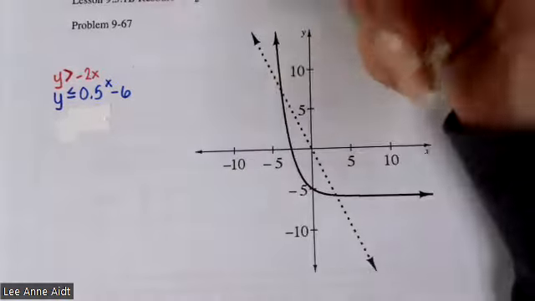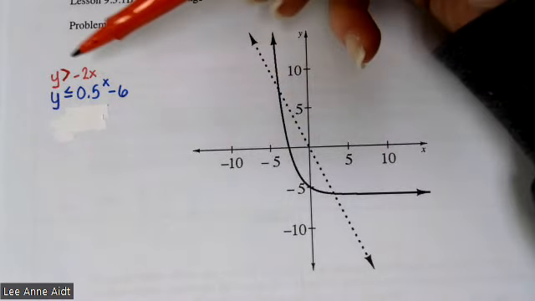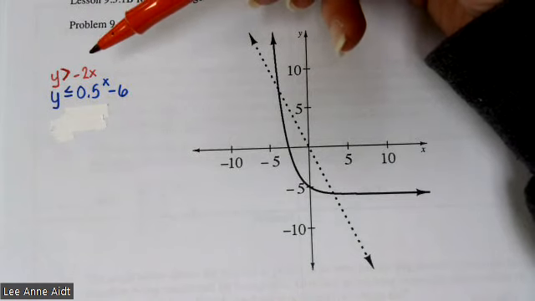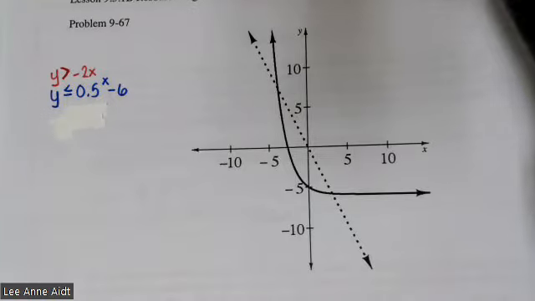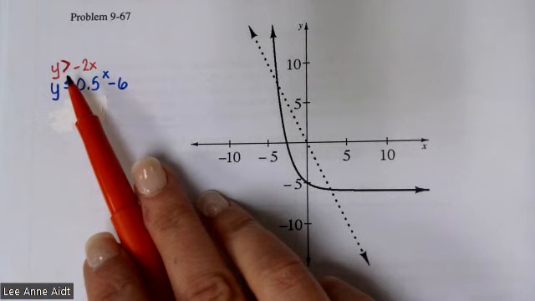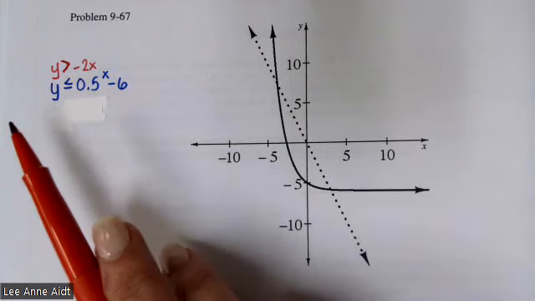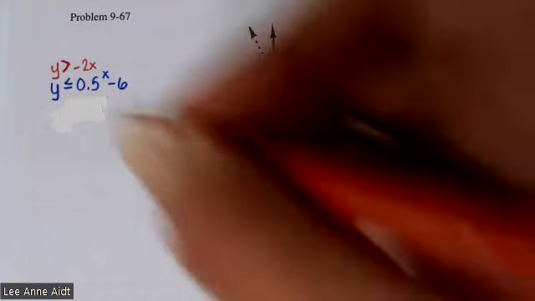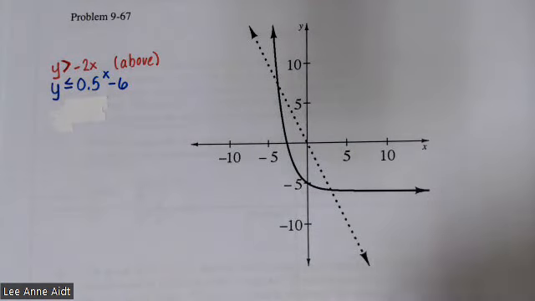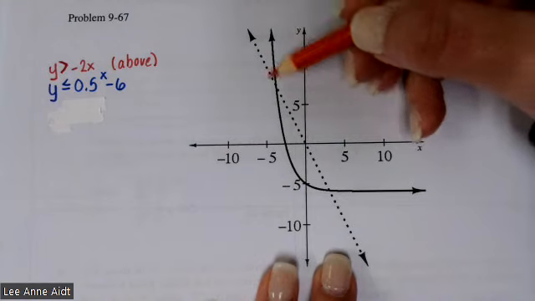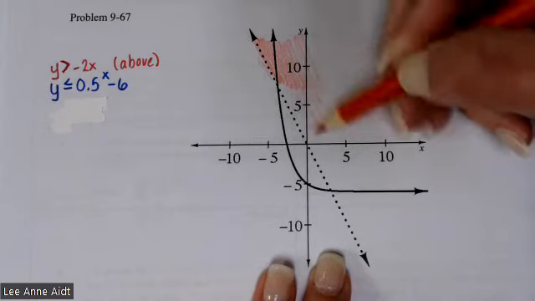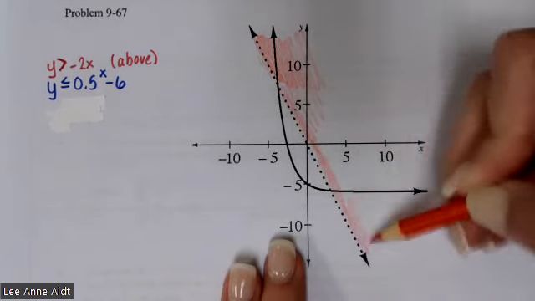Okay, first question I have for you is, which one of the pieces of the graph is this red part? Is it the line or the curve? The red part, the line. You can tell because it's like mx plus b. You can also tell because it's dashed. Okay, this is saying y is greater than. That means above. So take your colored pencil and shade above the dashed line. Whole thing.